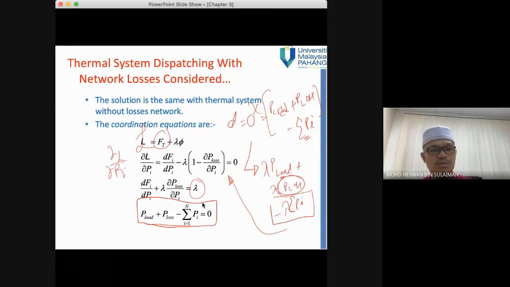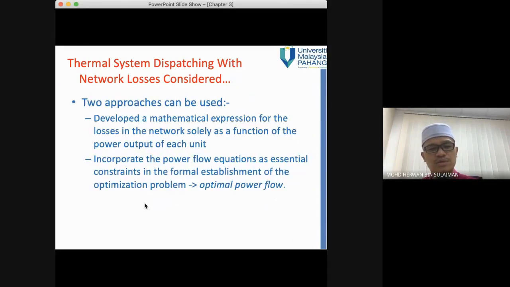But as you can see here, this is quite troublesome to solve because it is quite non-linear and non-convex. So how can we solve it? Using two approaches. The first one, we develop a mathematical expression. When we have a larger system, let's say 40 generators, normally we use the B loss coefficient. The name is B loss coefficient. This result is not accurate, but it can be accepted.